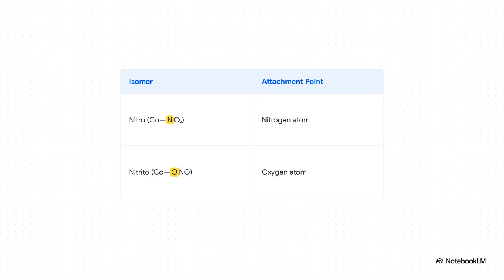So take a look at this NO2 group. In the nitro complex, on one side, it's the nitrogen atom that's forming the bond, the link to the cobalt. But then in the nitrito complex, poof, the whole group has flipped over, and now an oxygen atom is making that connection. It's the same group, but a totally different link.